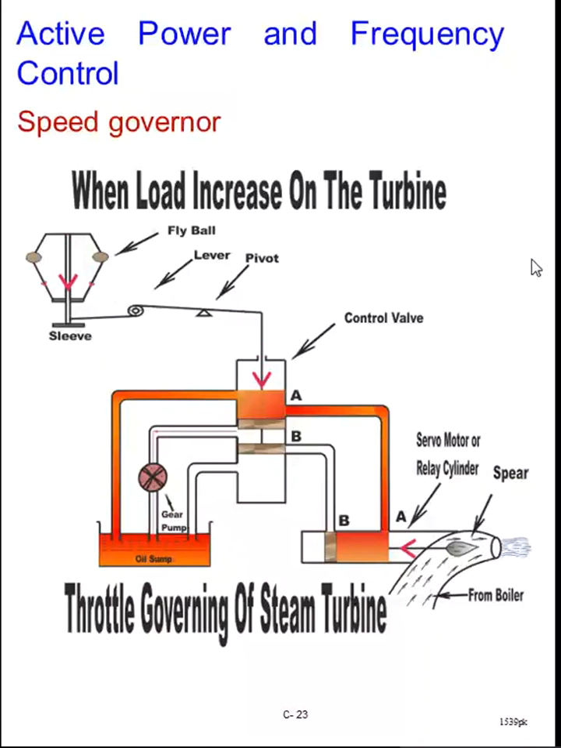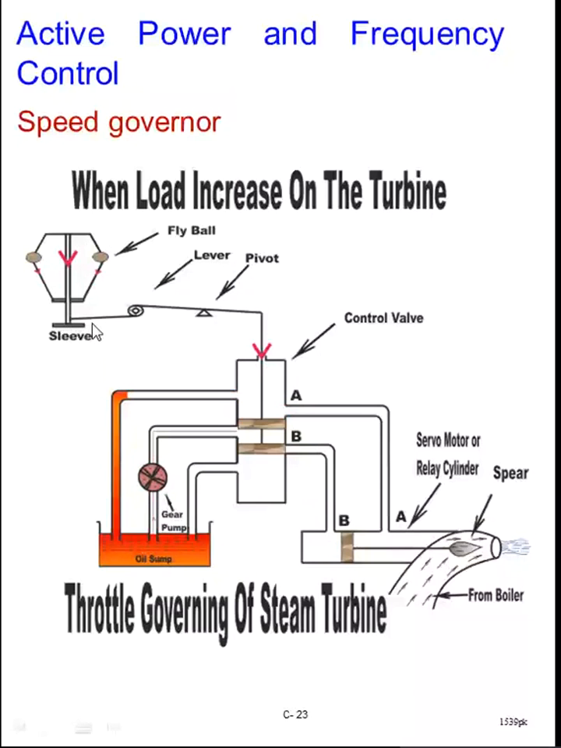So when we have a load increase, because suddenly load has increased, then frequency will drop. The speed of the shaft will drop. So here we have a fly ball, and this fly ball is actually mechanically coupled to the shaft of the turbine generator unit.